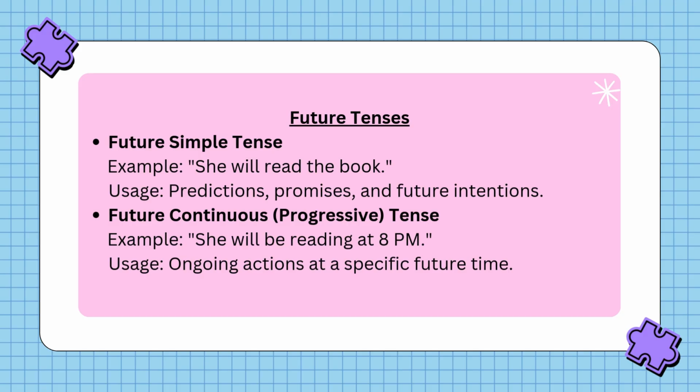Future tenses. Future simple tense. Example: she will read the book. Usage: predictions, promises, and future intentions. Future continuous, progressive, tense. Example: she will be reading at 8 p.m. Usage: ongoing actions at a specific future time.